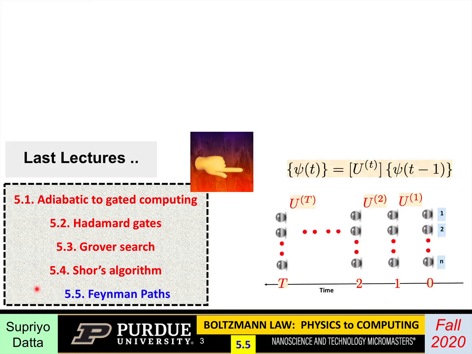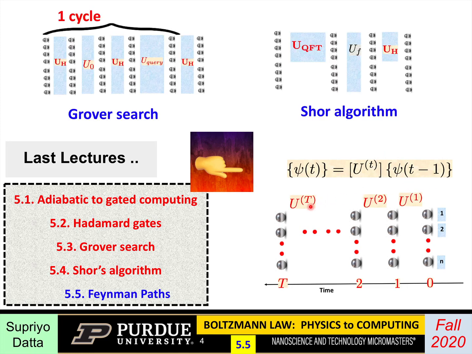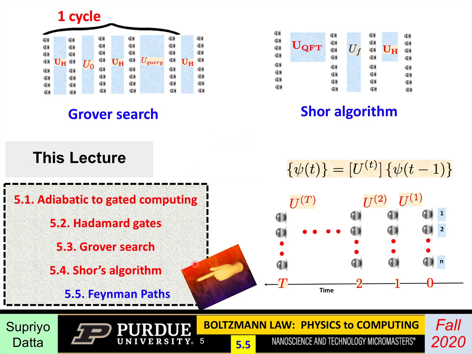Now, in the last few lectures, we have been talking about gated quantum computing, where the idea is to manipulate the wave function through a sequence of quantum gates. And we just discussed two of the celebrated quantum algorithms, which do just that. What we want to do in this lecture is introduce a different way of looking at what these gates do, in terms of what are called Feynman paths.